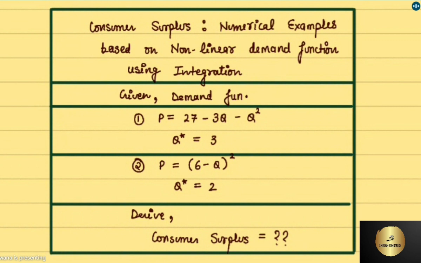I'm assuming that you know the concept of consumer surplus, which is the difference between your maximum willingness to pay and what you actually pay. So you have already been given your Q star, that is, you want to consume this much quantity demanded. So what would be the equilibrium price for it, and what would be your maximum willingness to pay for this? When you get these values, you will find your consumer surplus. So let's do it.